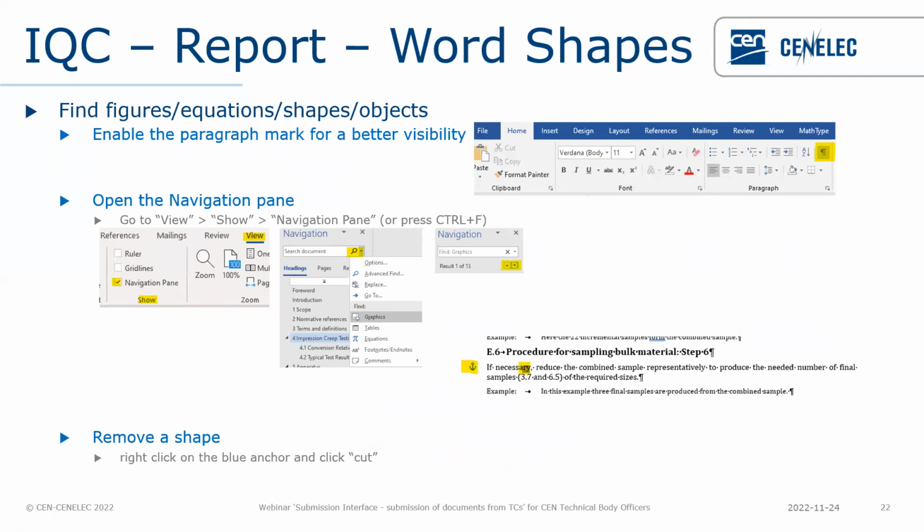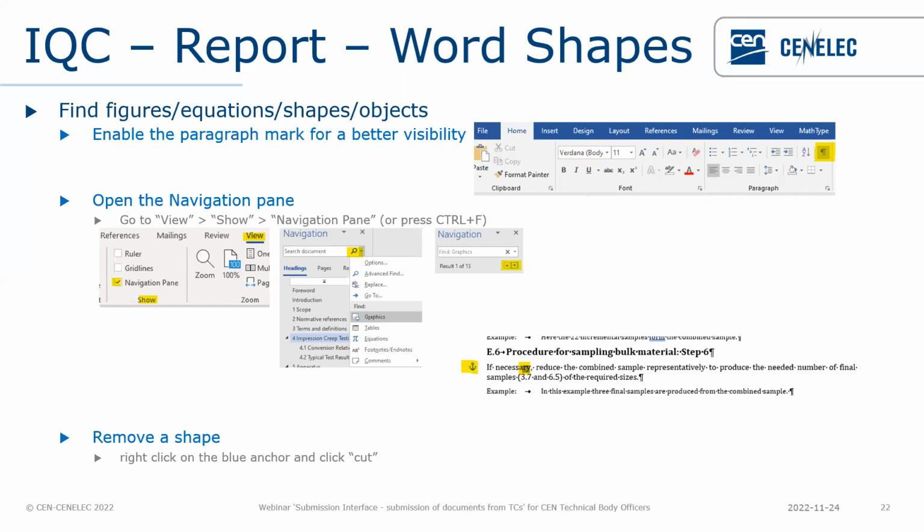So a good advice would be already to have the paragraph mark enabled so that you can see where in the document you are, and you can easily find back what you're looking for. When you open the navigation pane by pressing Ctrl F, you can select the graphics and going up and down with the arrows, and this will select all the graphics, can be images, objects, shapes, text boxes, and so on.